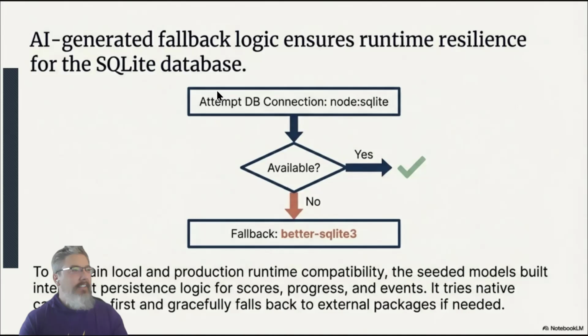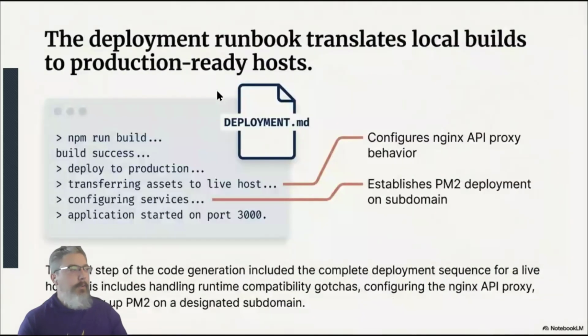AI generated fallback logic ensures runtime resilience for the SQLite database. Oh, so we apparently have engineered a really good persistent model for the SQLite database. I don't know exactly how it performs that. I trust the AI that it probably is at least an approach, and it's good enough for this app. It's not like there's going to be thousands of people on this thing. Let's be real, I'd be lucky to get 10. So it's cool. Let's see what else. Deployment run book. Oh, the deployment run book is useful.